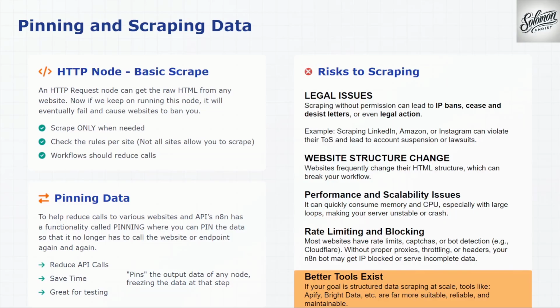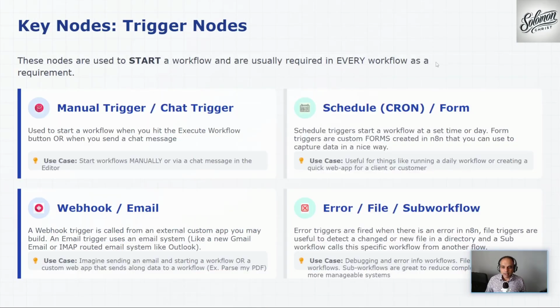Things like Apify, Bright Data, and several others are far more suitable and reliable and maintainable, especially if you're building out a client app that's supposed to work in the long run. All right, so keep that in mind, especially when you're doing that. And, once again, I am not a legal person. I'm an AI automator. You want to check with your local laws and regulations to figure out what you can and cannot scrape. All right.